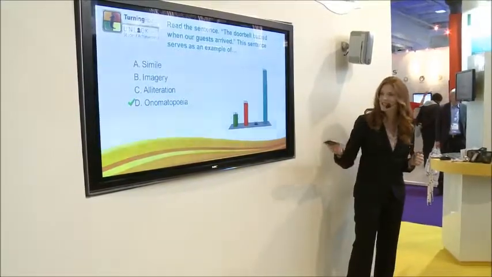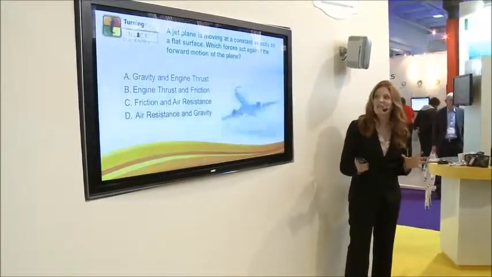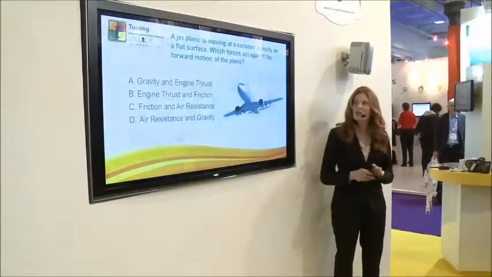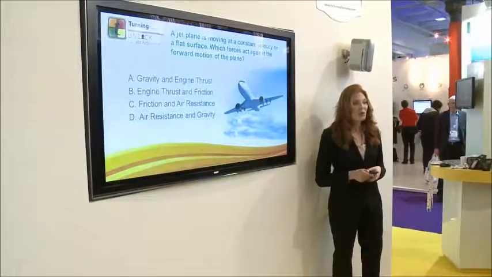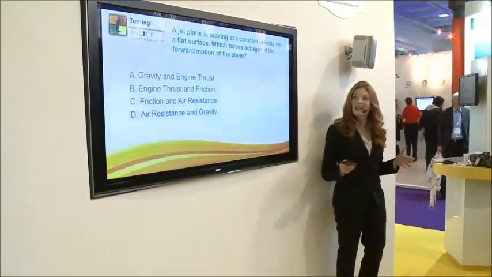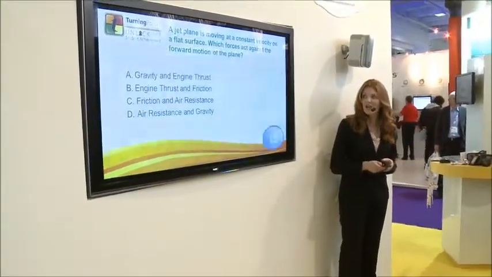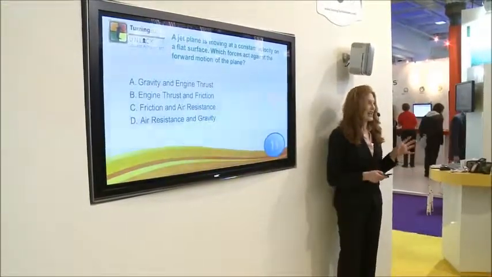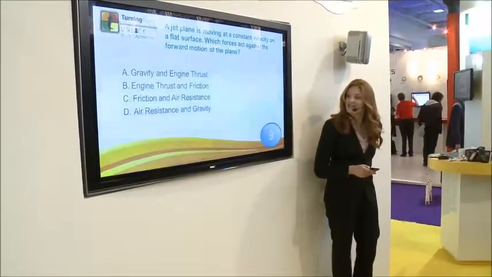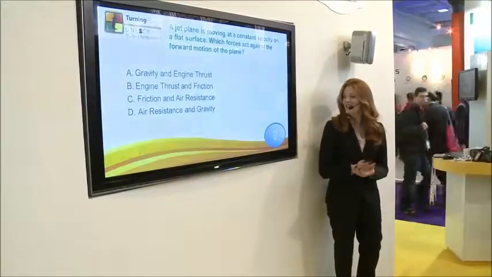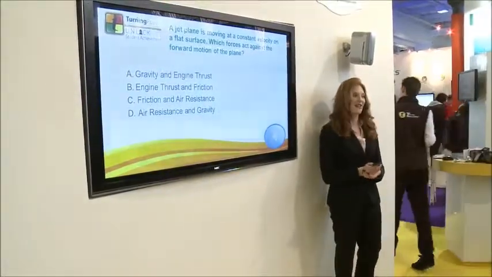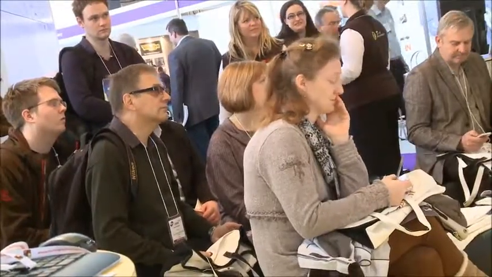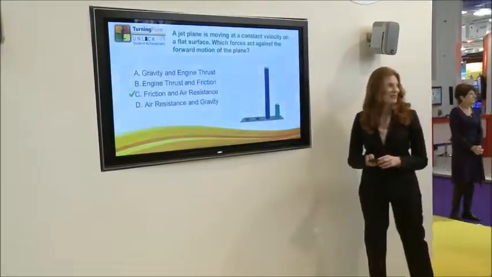It all comes down to this. Physics. A jet plane is moving at a constant velocity on a flat surface. Which forces act against the forward motion of the plane? A, gravity and engine thrust. B, engine thrust and friction. C, friction and air resistance. Or D, air resistance and gravity. Five seconds left if you need to change your mind. Here we go. Oh my goodness, they did really, really well.